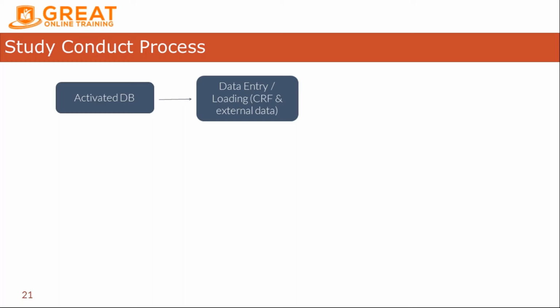And here you can see CRF and external data. Now you may have a question, what is external data? External data is nothing but non-CRF data like third-party vendor data. In the trial protocol, if we are sending any samples to the lab, or ECG data, IVRS data, those data we call external data or third-party data.